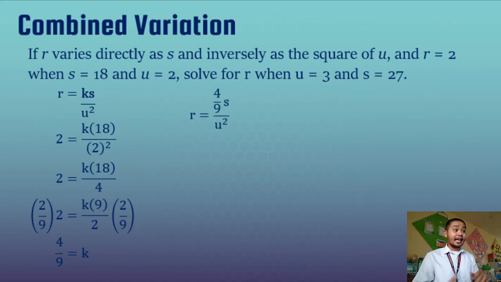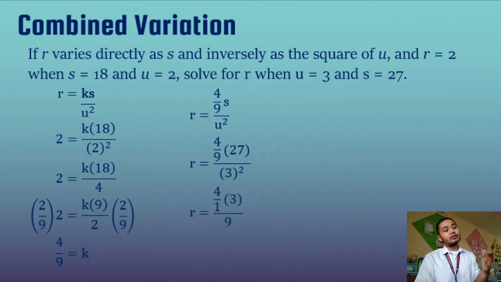Next, focus na tayo dun sa task. Solve for R when U is 3 and S is 27. So, solve for R, yung S palitan ng 27, yung U palitan ng 3. Ayan siya. Simplify natin yan. Yung dun sa numerator, 4 over 9 times 27, pwede tayong mag-cancel dyan. Yung 27 at saka 9, common factor nila is 9. So, ito magiging 3, ito magiging 1. While yung dun sa denominator natin, magiging 9 na to. Ayan siya. Numerator natin 4 over 1, times 3, that is actually 12. So, R is equivalent to 12 over 9 or in lowest term, 4 over 3.